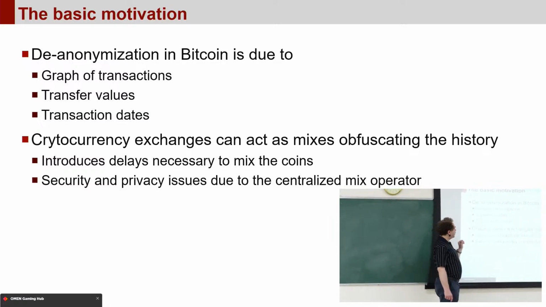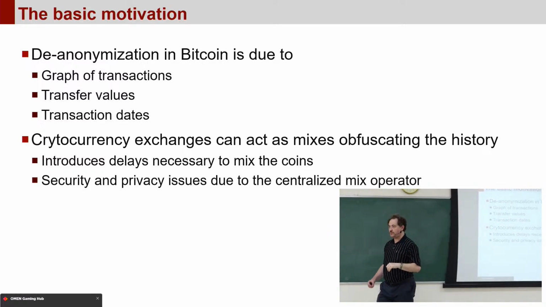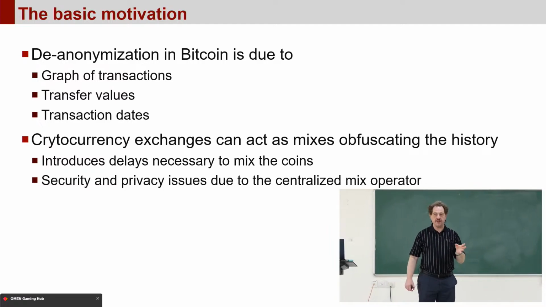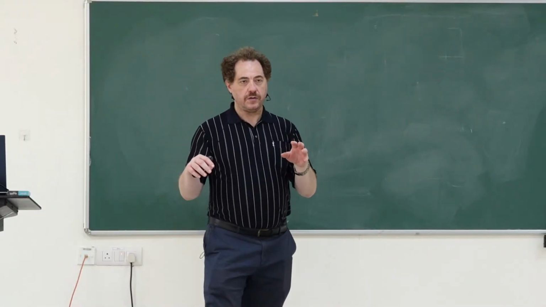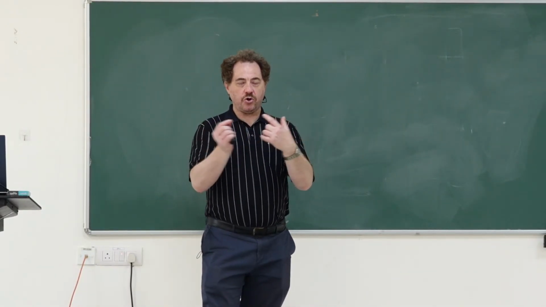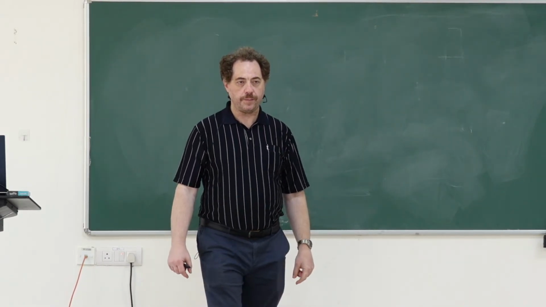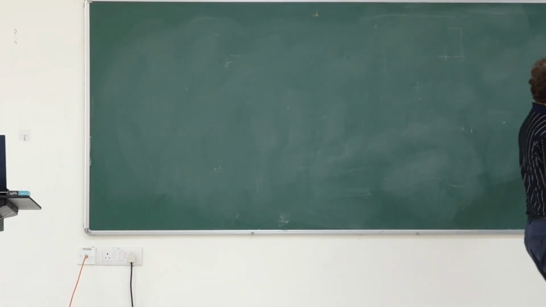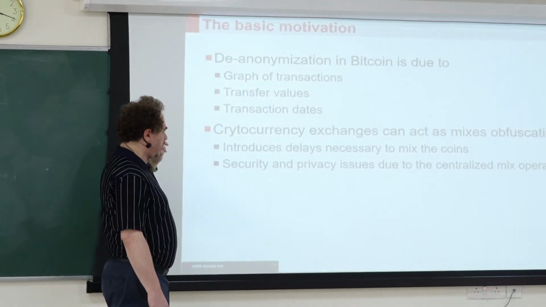And there is a third element which helps the attacker, and that's transaction dates. So with transactions in Bitcoin, a significant amount of Bitcoins is spent very fast after it's transferred, right? So we can correlate transactions also based on the timing. So those are the three factors that sort of motivated them to think about Zcash.